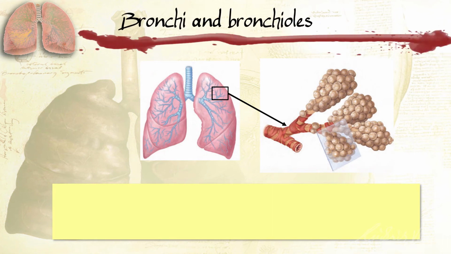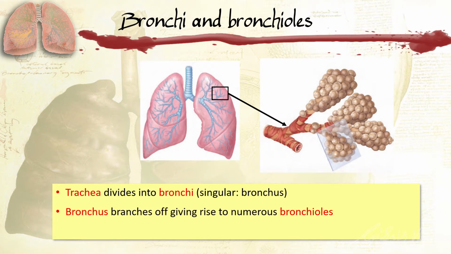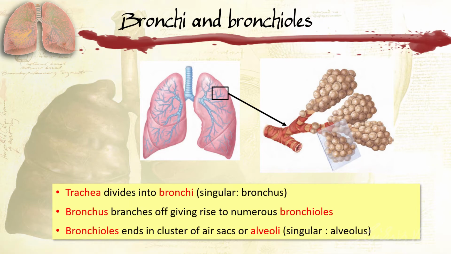Continuing with our journey, the trachea divides into bronchi, and the bronchus will further branch off into numerous bronchioles. And at the end of each bronchiole, like I mentioned, there's a cluster of air sacs known as the alveoli. Our focus will be on the alveoli as they are the site of gas exchange.